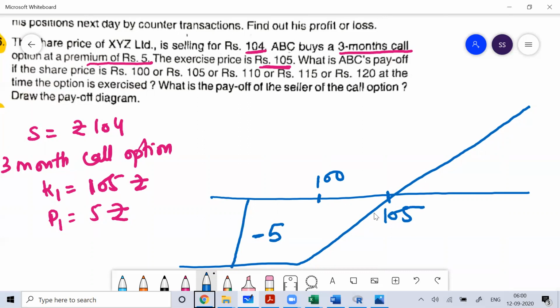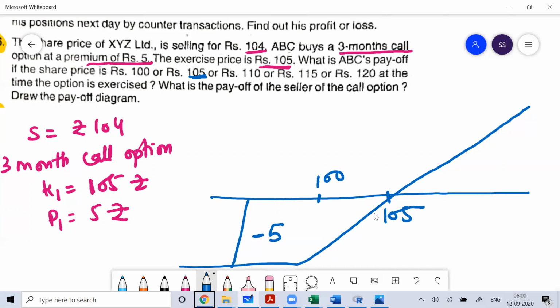At 105, he'll exercise, but 105 minus 105 minus 5, he'll still lose 5 rupees. At 110 he'll get 5 rupees. At 115, he'll get 115 minus 105 minus 5, so he'll get 5 rupees. At 120, 10 rupees. That is what we do.